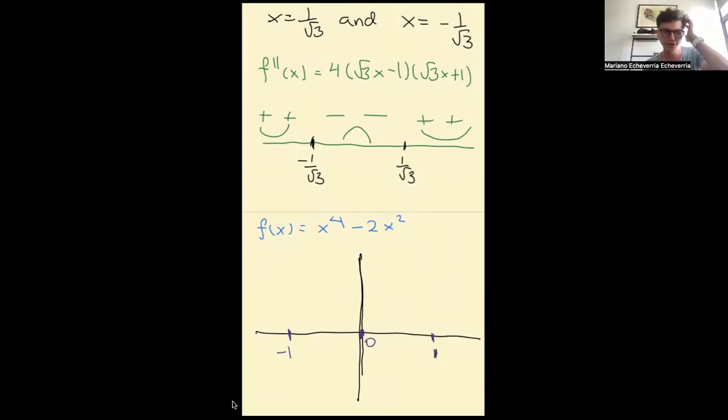You should evaluate the function at each critical point. So what do you get at 1? At 1, you get 1 minus 2, so you get -1. At 0, you get 0. That's good. And -1, what do you get? You also get -1.